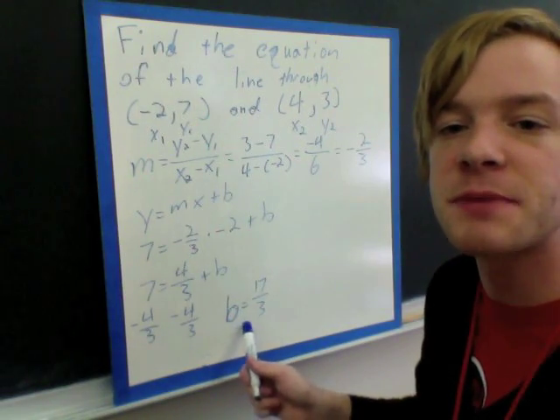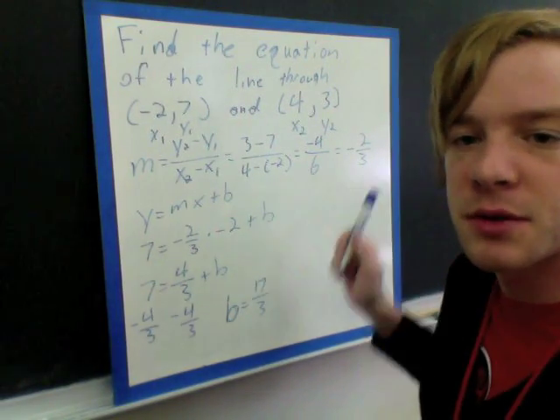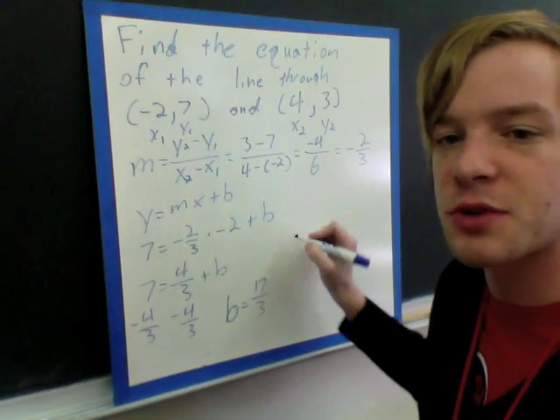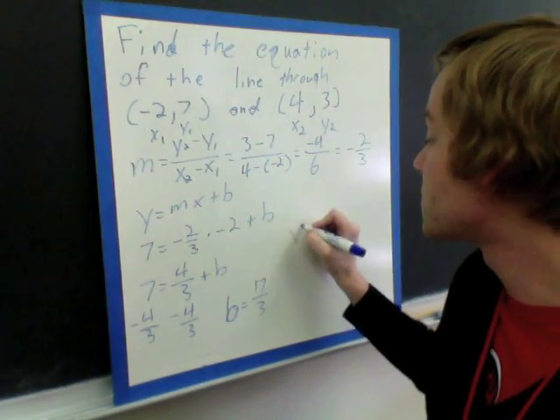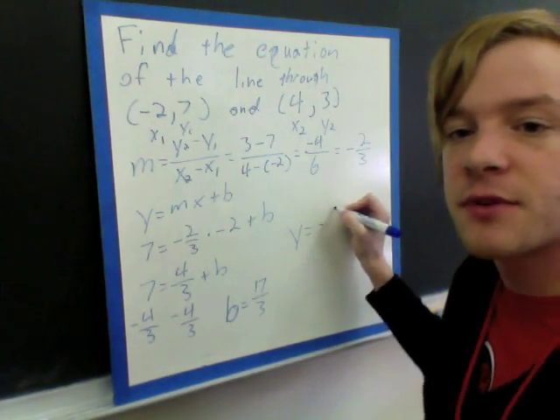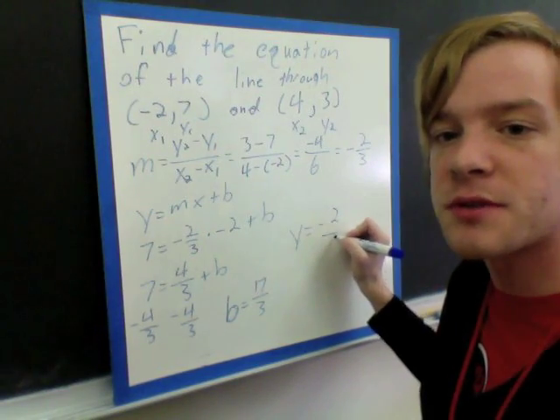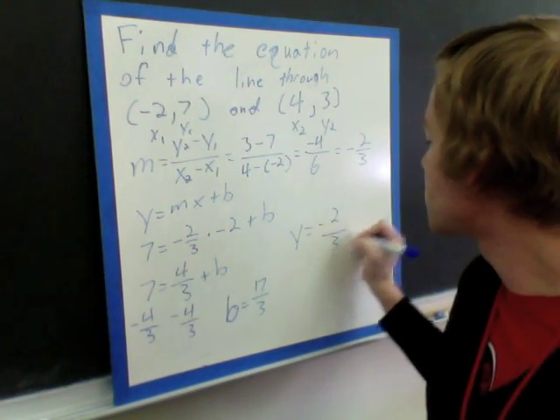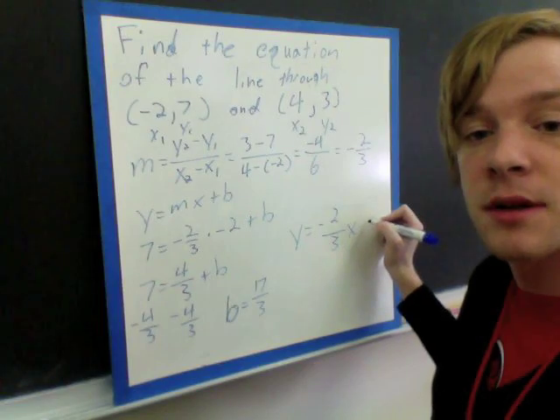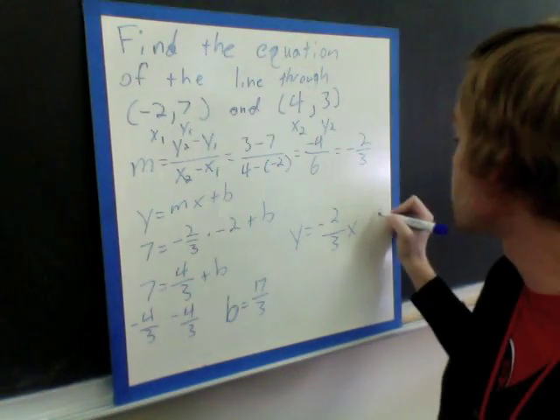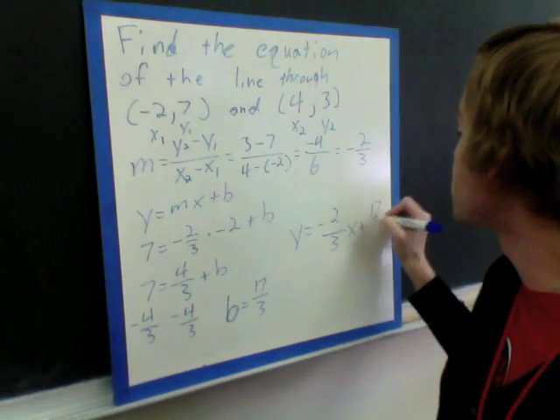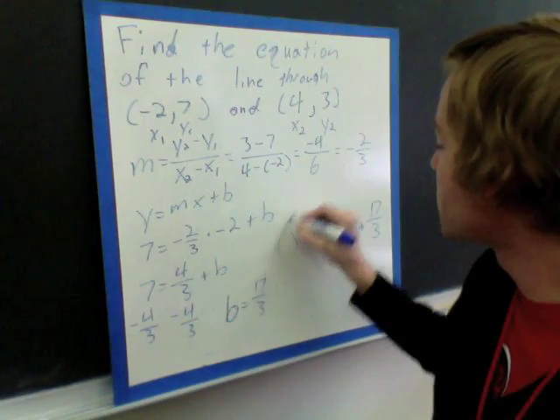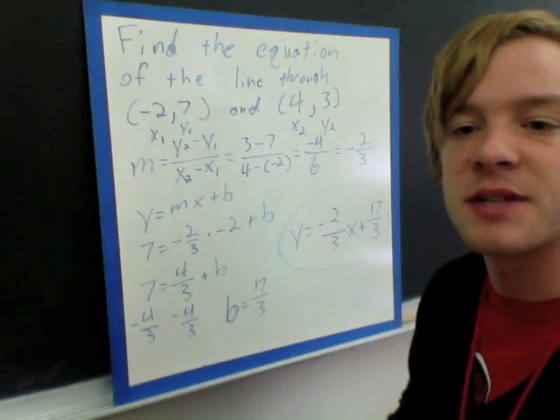So I'm going to use this b and this m here to put into my final answer. So I'm going to have y equals negative 2/3 x plus 17/3. And that is my final answer.